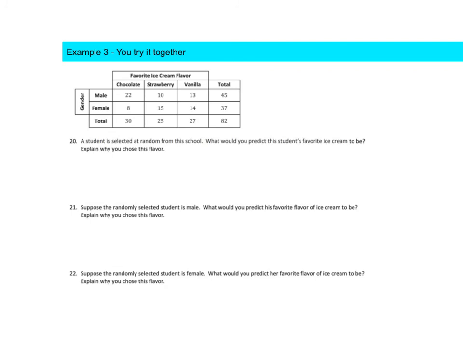All right, for this first one, if I was just saying somebody is randomly selected, I don't know their gender, then I'm just going to look at the total numbers down here for people who liked ice cream. Most people, it doesn't really matter their gender, preferred chocolate. So if I was just randomly selecting a person from the school, I would say probably chocolate. And the reason is it's the most popular, no matter the gender.